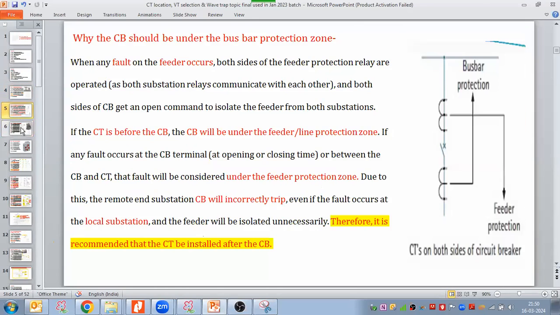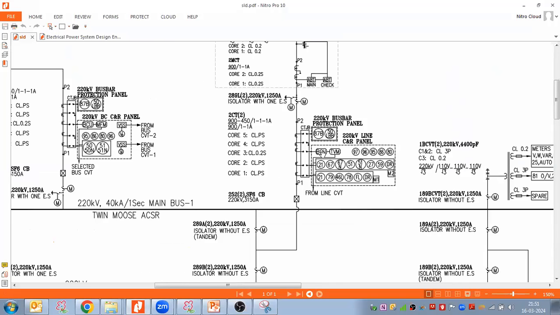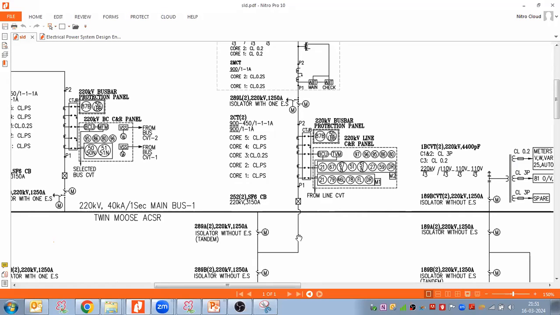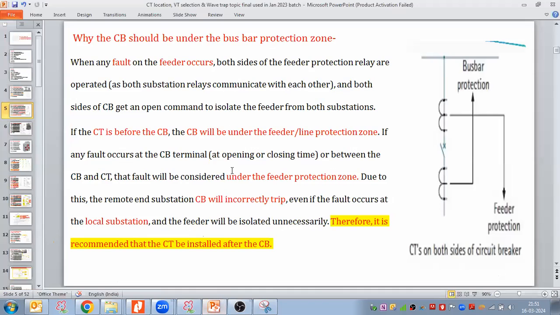Am I clear on both the reasons for AIS substations? I'm trying to tell you why the CT you are placing over here, why not over here. When you are making the single line diagram, the sequence of equipment interconnections should be clear. So from that point of view, I'm taking this topic.